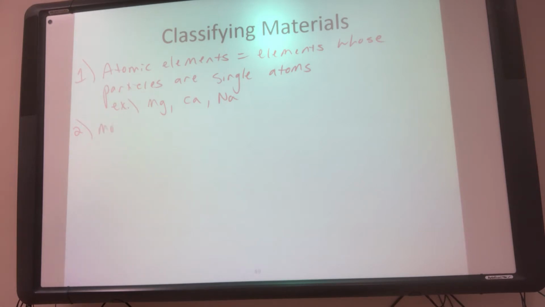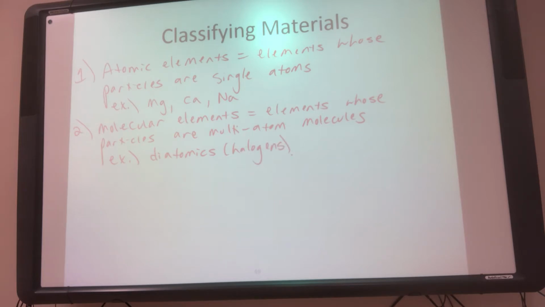Then we have what we call molecular elements. These are the new ones. These are elements whose particles are multi-atom molecules. And we talked about these when we talked about the halogens. Okay? So for example, these are what we call diatomics. We talked about these when we talked about the halogens. I said we would talk about them in more depth.